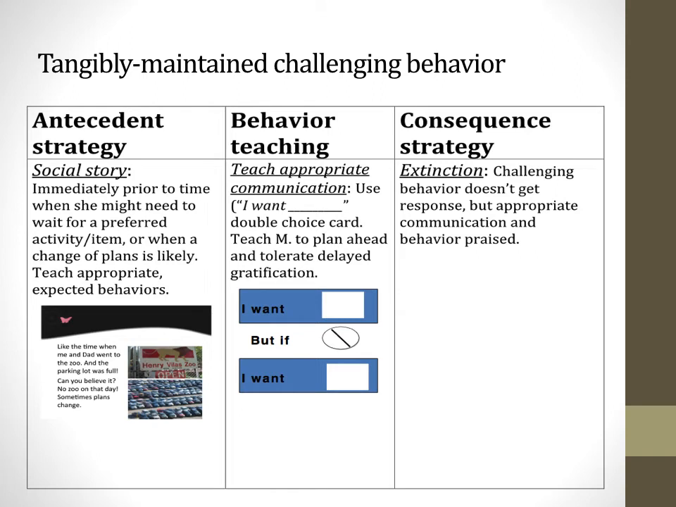So if the problem behavior is maintained to gain something, to gain tangible things like a preferred item or activity, the possible antecedent strategy is social story intervention. So you can read the story so you can prevent the problem behavior from occurring, and you can directly teach appropriate behavior. So you can use communication cards. So you will teach appropriate behavior. And the consequence strategy might be extinction. So challenging behavior will be ignored, but appropriate behavior will be praised.